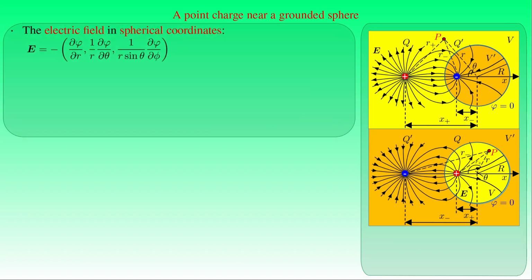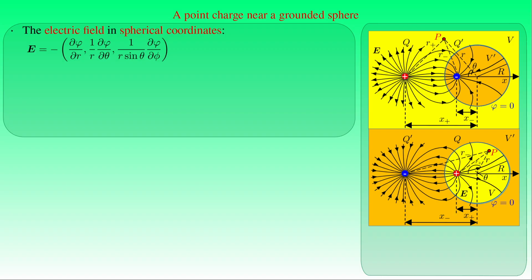The radial component of the electric field strength E is given by minus the partial derivative of the potential phi with respect to the radial coordinate r. Its polar component is equal to minus 1 over the radial coordinate r, times the partial derivative of the potential phi with respect to the polar angle theta, and its azimuthal component is given by minus 1 over r times sine theta, times the partial derivative of the potential phi with respect to the azimuthal angle phi.